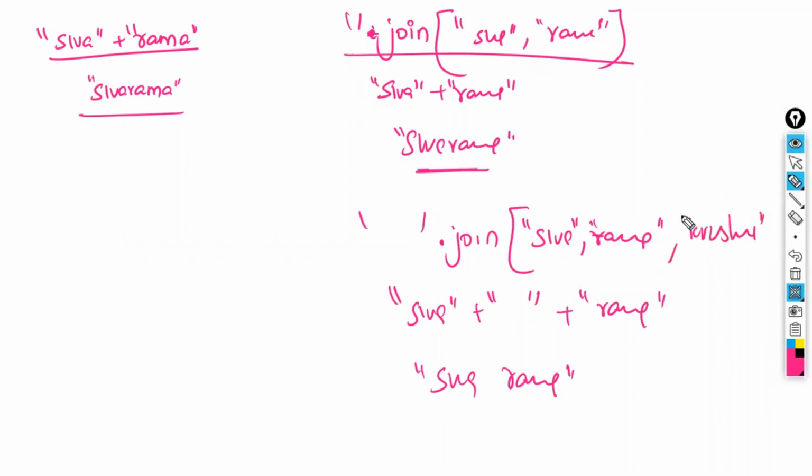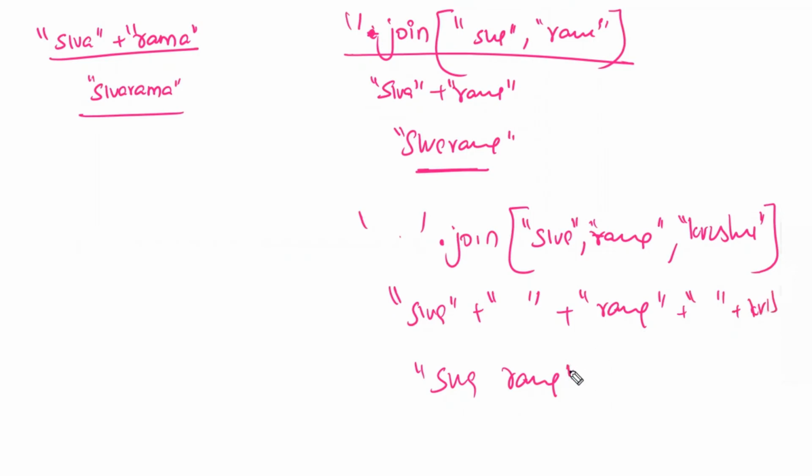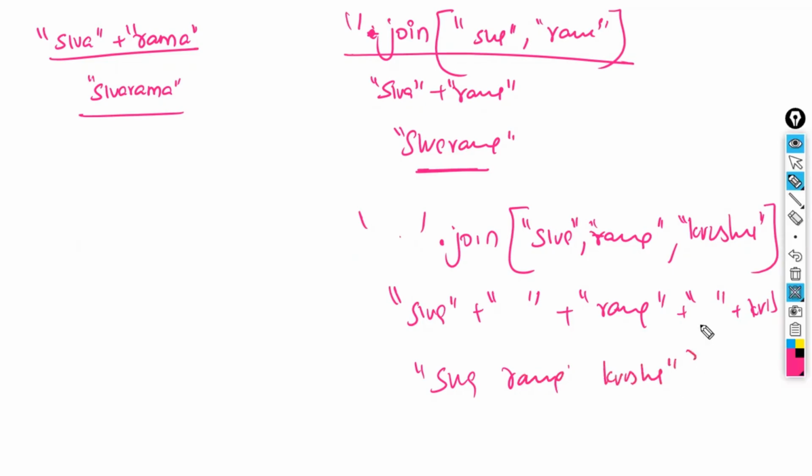So for each string, it will add this one in between. After the space, again one more space, and I will get the output as Siva space Rama space Krishna. So for each and everything, it is going to add for each. In the list, you can take any number of values, there is no limit. Whatever number of values you are considering here, this is a list and this is a function.